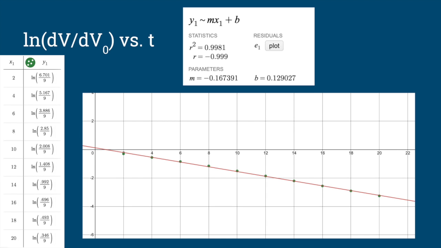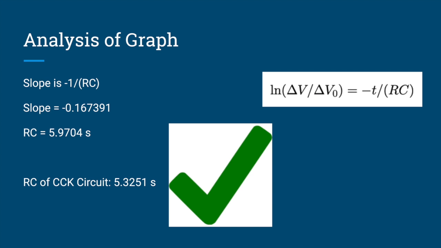The graph, as you can see, has a linear fit to it, but the most important takeaway here is the slope, because that's what we're going to use to find RC. We know that the slope is negative 1 over RC, the negative reciprocal, and the slope was -0.167391. So using the equation at the right, we can find RC to be 5.9704 seconds. The RC of the CCK circuit was 5.3251 seconds, so I'd say that that's close enough to be considered accurate.